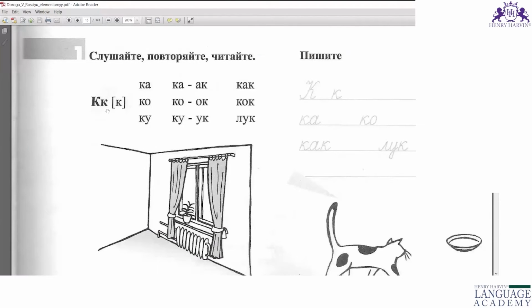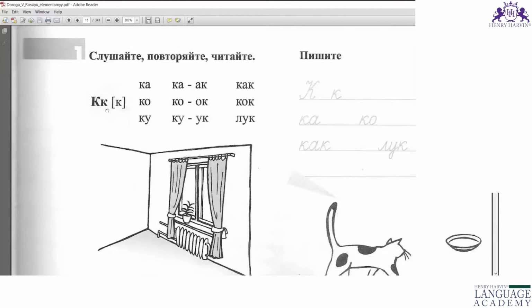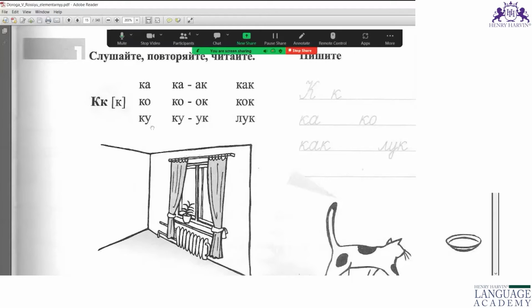Okay. So here we have a new letter. The new letter is К. You can write down the new letter. Please write down the new letter К. Ка, ко, ку. Capital and small are the same here. That's how they look in cursive, these letters. Ка, ко, как, look.